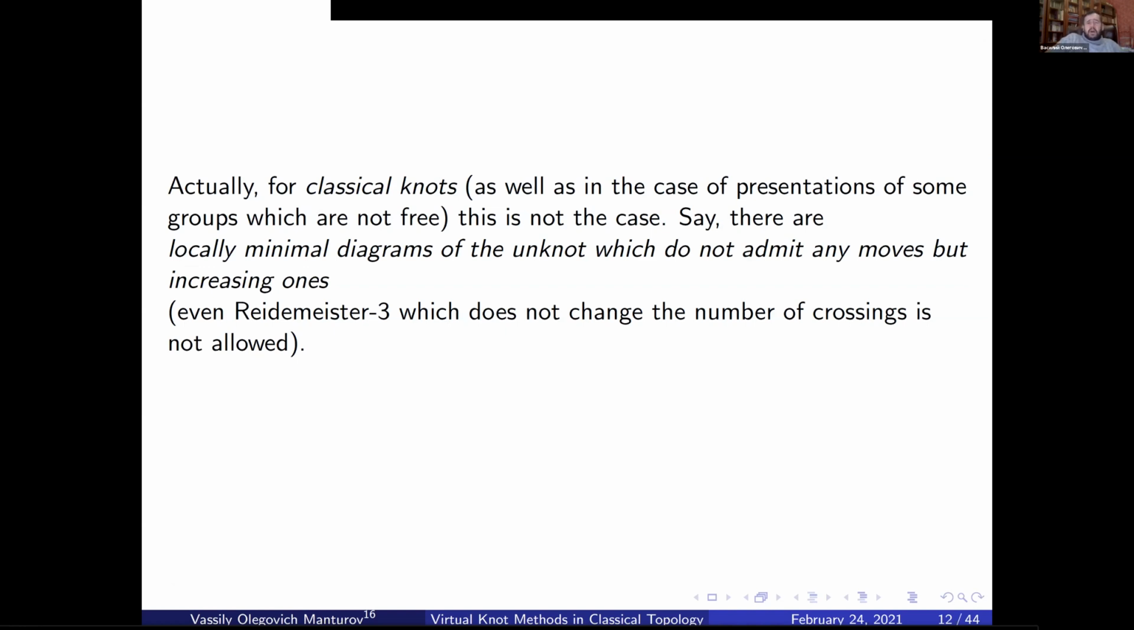What I'm going to show now is that some local minimality yields some global minimality. This means that in many situations, if we have an object which cannot be decreased in one term, then it cannot be decreased at all. For example, this is the case for free groups. If we have a reduced word, then it's locally minimal, hence it's globally minimal. This is the same for some groups and some types of knots. But this is not the case for classical knots, and not for arbitrary groups.